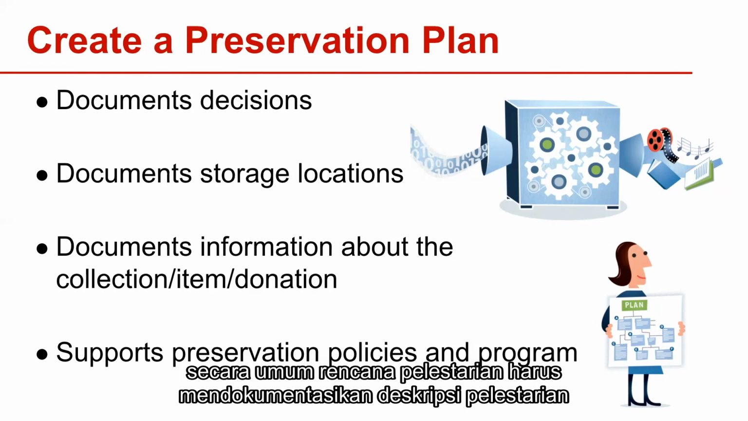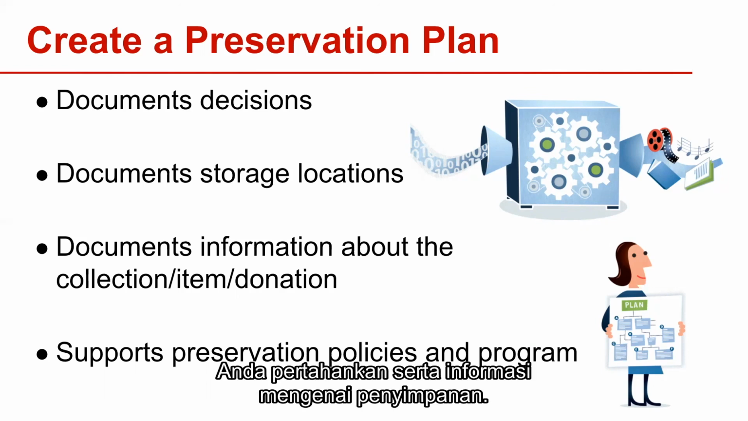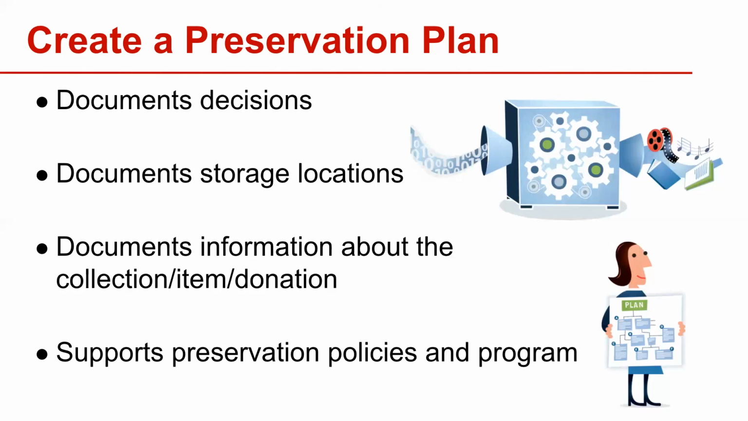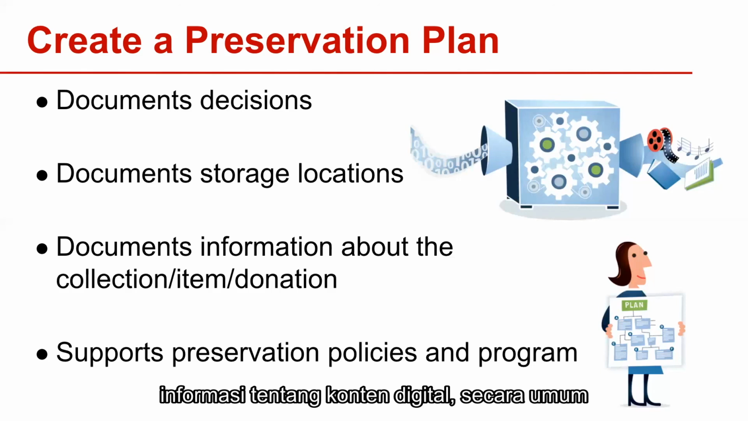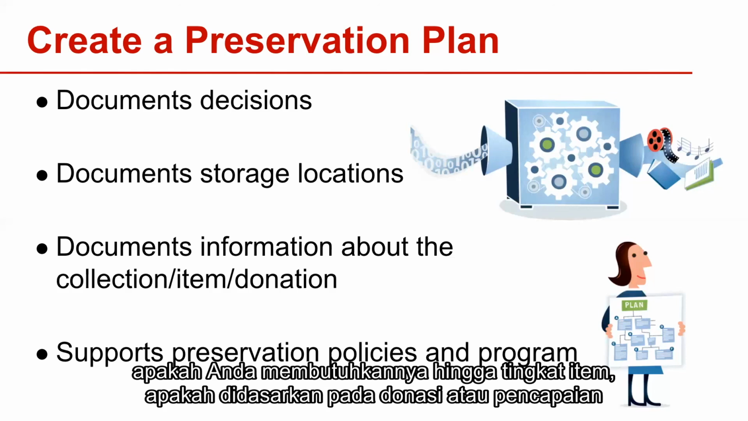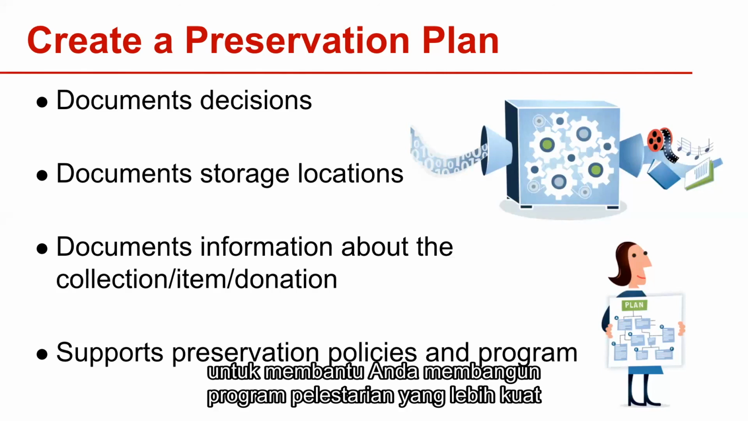In general, the preservation plan should document your preservation decisions, such as what formats you are going to keep, information about storage, the type and location of the preservation files, access files, and the original files. Information about the digital content. So in general, and at the level that you need, is the collection level good enough? Do you need it down to an item level? Is it based on a donation or an accession? And that plan can be used to support or be a building block to create preservation policies to help you build a stronger preservation program.